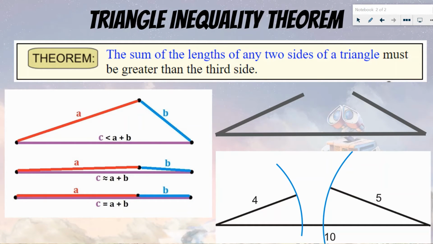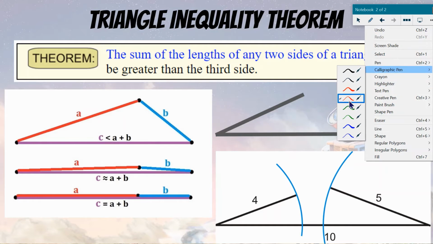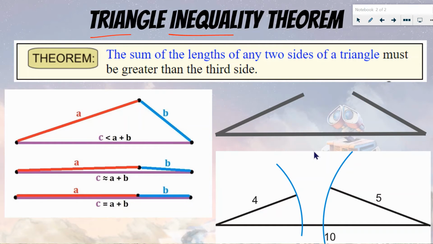The last property we're going to talk about is the triangle inequality theorem. So that basically just says that when you add up the lengths of any two sides, the sum will be greater than the third length. The sum of the lengths of any two sides of the triangle must be greater than the length of the third side. So that's really easy to see why.